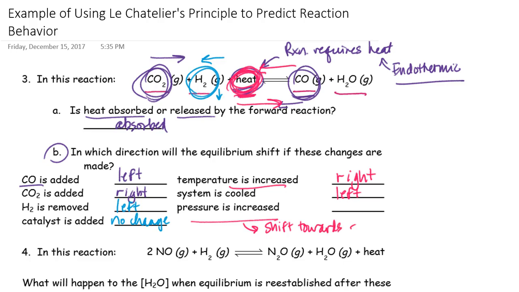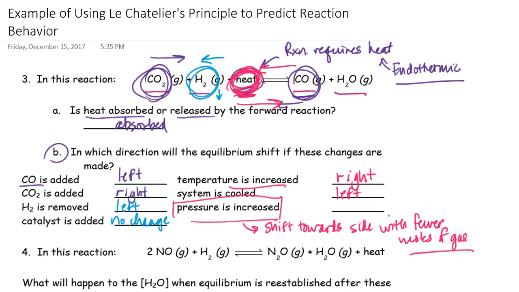towards the side with fewer moles of gas. Because remember, if I have fewer moles of gas, that means fewer gas particles. If I have fewer gas particles, then that means fewer collisions, and the fewer collisions there are, the less pressure there will be. And so whenever I'm dealing with pressure changes, I want to count up my number of moles on either side of the equation.